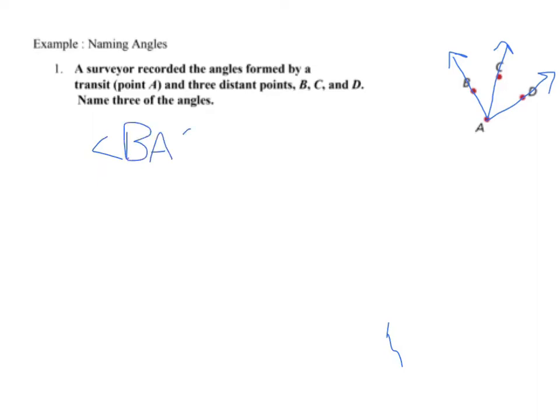BAC, so that starts at B, goes to A, then goes back up to C. And like I said before, just make sure that vertex is always in the middle of the name. So angle BAC, I also have angle BAD. That's the larger angle, or the largest angle in this picture. So I'm going from B to A to D. And then the last one is going to be angle CAD. So that's going to start at C, go to A, go over to D.